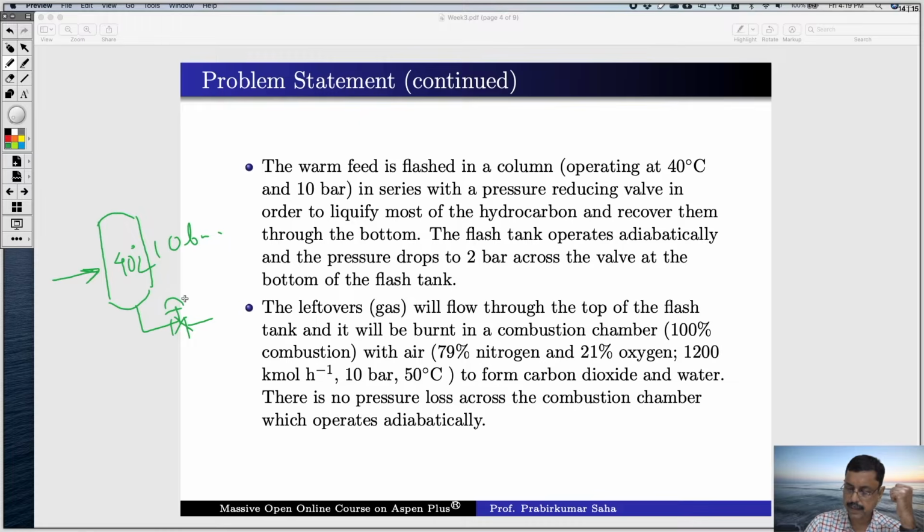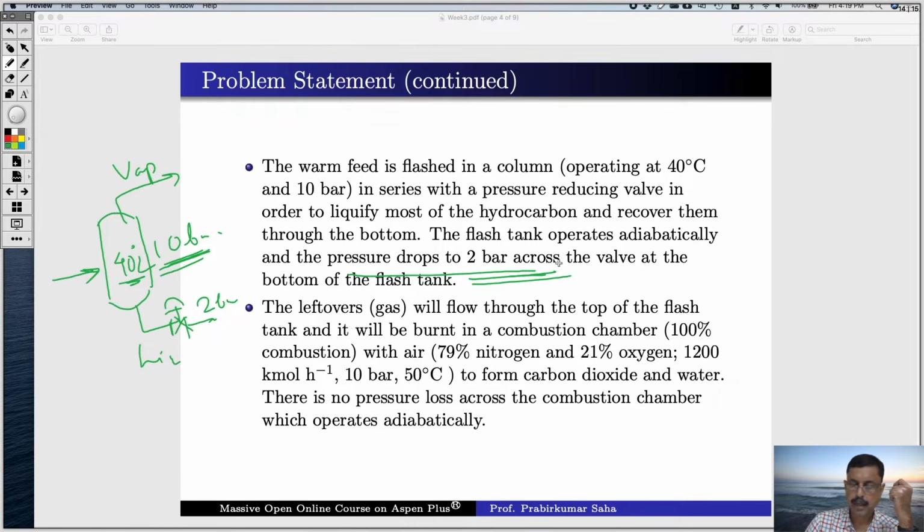So if the temperature is constant, then unless the pressure is released, it will not liquefy. Okay, there is no point in flashing them, because flash means there will be separation of vapor and liquid. Now for the liquefaction to happen, we have to reduce the pressure through a valve. Now here it is 10 bar pressure, here it will be 2 bar, because pressure drops to 2 bar across the valve.